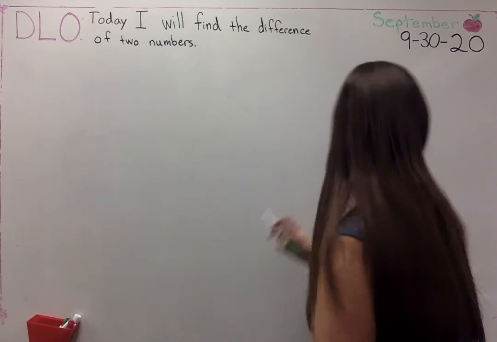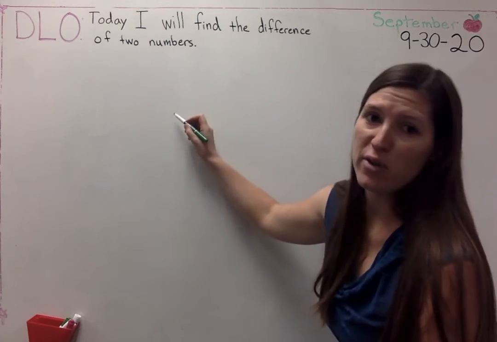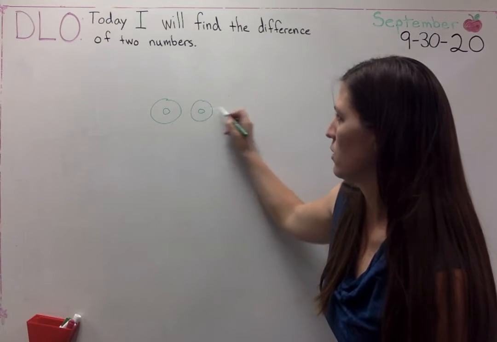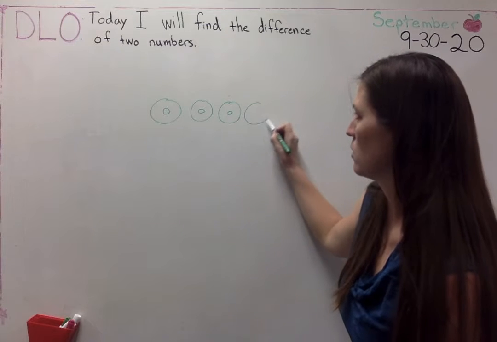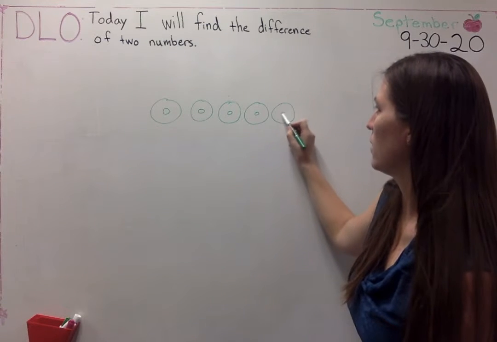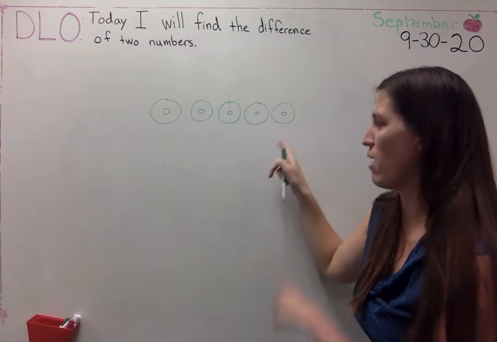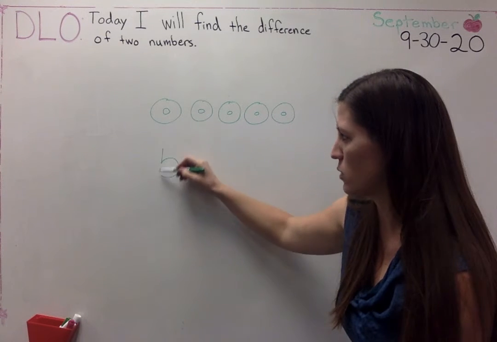All right, next one. I have 5 donuts. How many donuts do I have? 5. So I need to draw 5 donuts. Let's count. 1, 2, 3, 4, 5. I'm starting with 5, so I'll write 5.